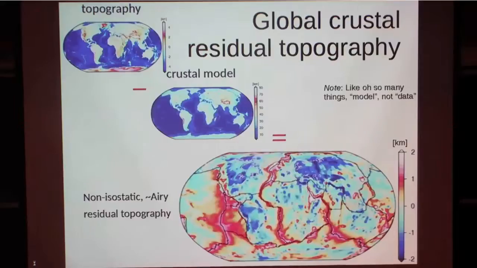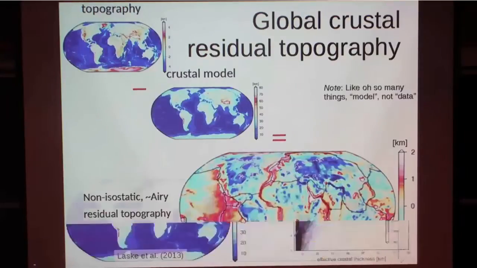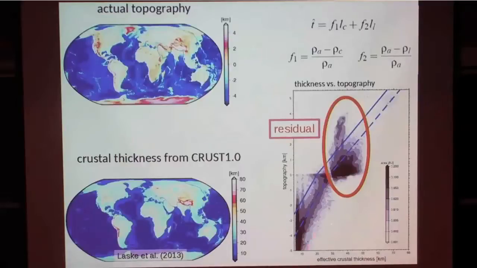Thorsten, on the previous plot, what's all the negative topography? Oh, those are oceans, right? So I was told once upon a time that the oceanic crust was 7 kilometers thick. Yeah.